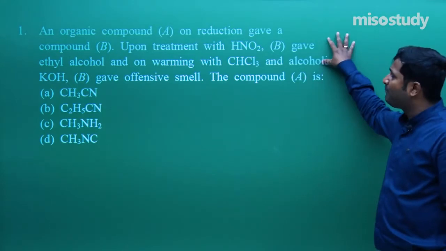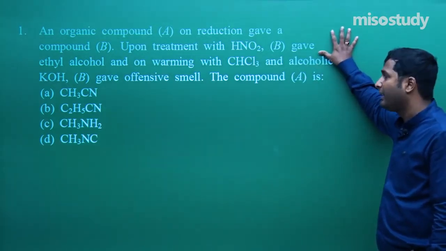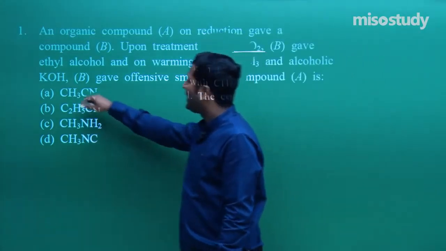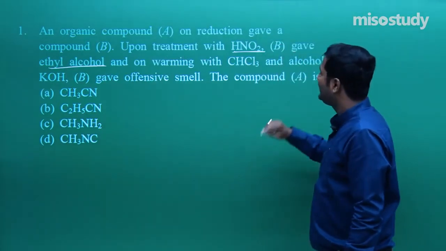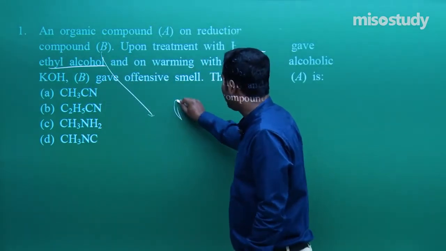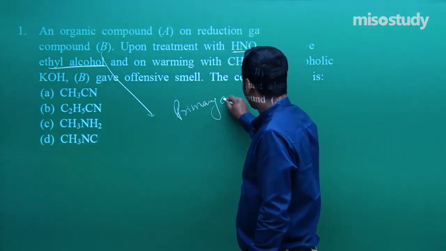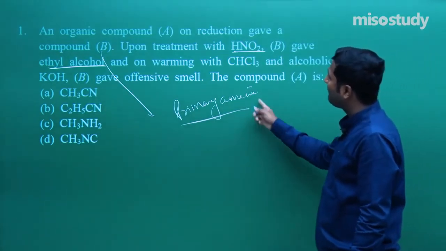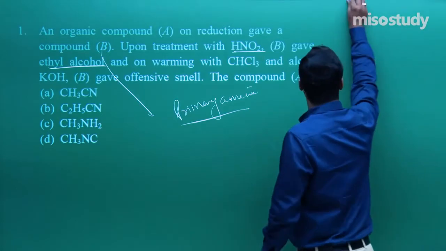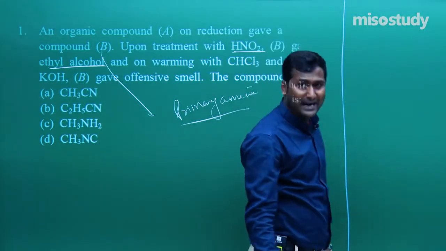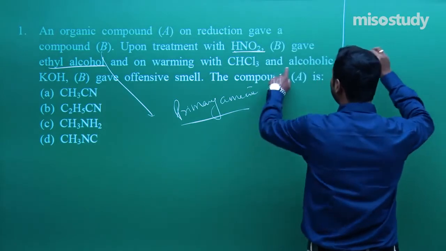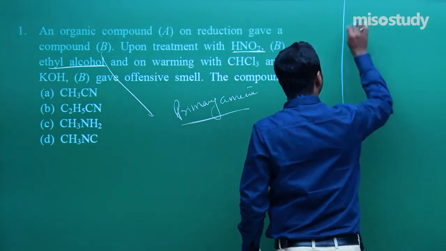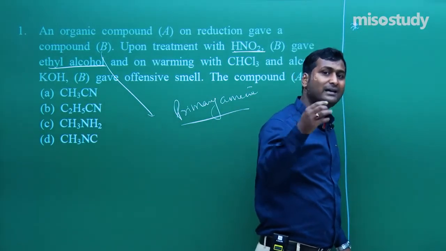Look at an organic compound A, which on reduction gives a compound B. Upon treatment with HNO2, B gives ethyl alcohol. Now this is a clear indication that compound B is definitely a primary amine. Now how to prepare a primary amine upon reduction? Then definitely compound A is a cyanide. Since ethyl alcohol has 2 carbons, compound A is definitely a cyanide which contains 2 carbons.